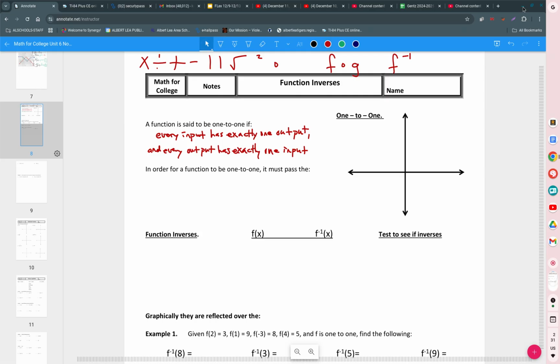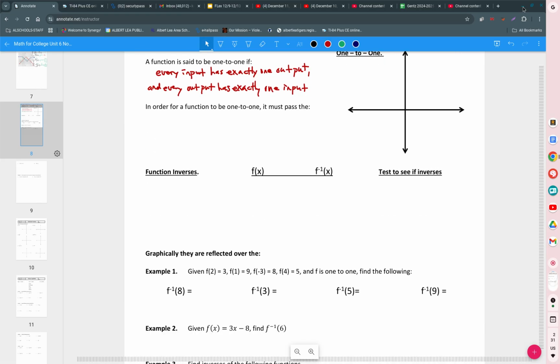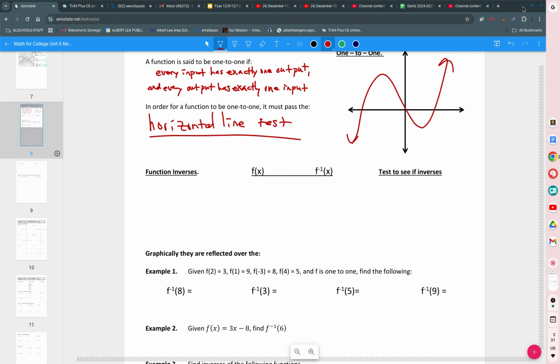So we have a nice way to see if functions are one-to-one or not. And if they are one-to-one, they must pass the horizontal line test. So you can see that this function is not one-to-one. It does not pass the horizontal line test. So if I asked you, where is this function, where does it have a height of 0? You would be like, well, there's 3 spots where it has a height of 0. I don't know which one you're talking about.